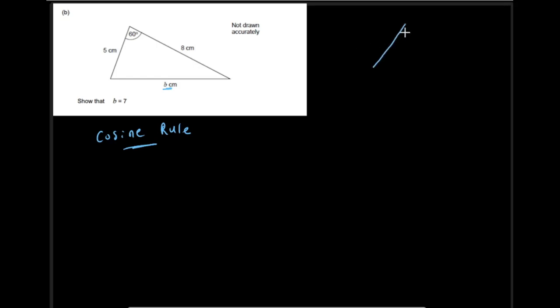Let's say for instance we have a triangle with angle theta, and then we have sides A, B, and C. According to cosine rule, we have that b squared is equal to a squared plus c squared minus 2ac cos theta.